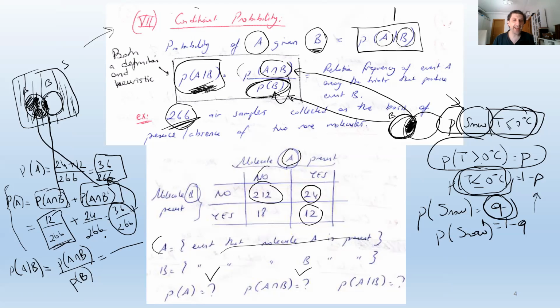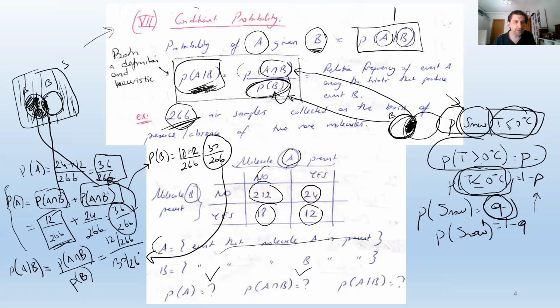So probability of A and B is going to be 12 over 266, and probability of B, using the very same logic, is going to be equal to the intersection with A plus the intersection with the complement of A, but I'm going to do it a little bit fast. Here, it's going to be 18 plus 12 over 266, which is 30 over 266. Therefore, I put this value here, 30 over 266, and the result is 12 over 30. And this is the final result.